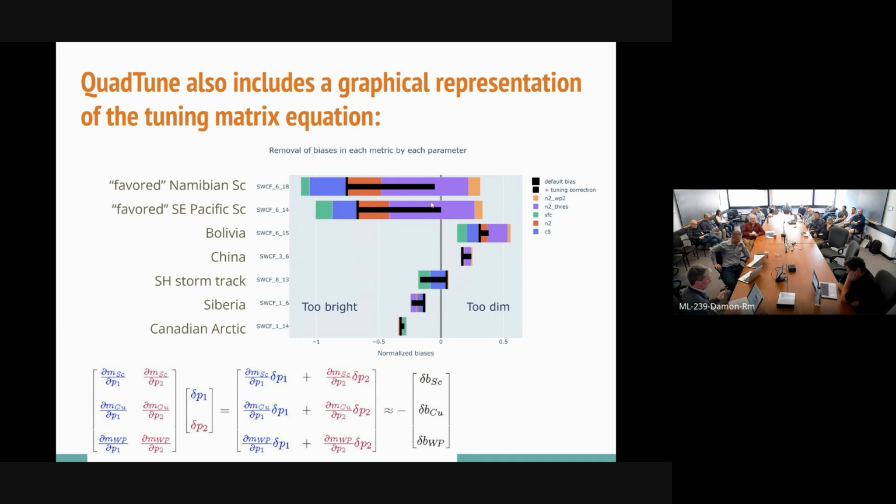So basically what QuadTune thinks is, wow, these stratocumulus regions are way too bright, but I can reduce most of that by tuning back to almost zero here. And then the color coding tells you which parameters are doing that bias removal. So it's saying, for instance, this purple region is really large, and so this N2 thresh parameter is reducing the bias, dimming the clouds quite a lot.